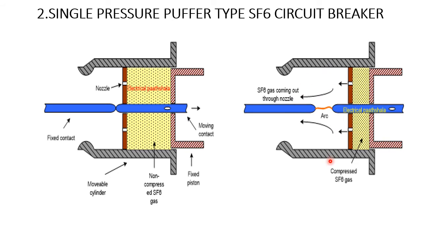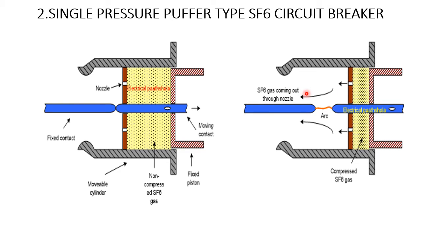Because of that, the movable cylinder will also move along with the moving contact. So the SF6 gas which is present between the movable cylinder and the fixed piston will start getting compressed because of the fixed position of the fixed piston, right? After some time, the nozzles on the movable cylinder will open due to the gas pressure. The SF6 gas will come out through these nozzles and will pass through the arc.